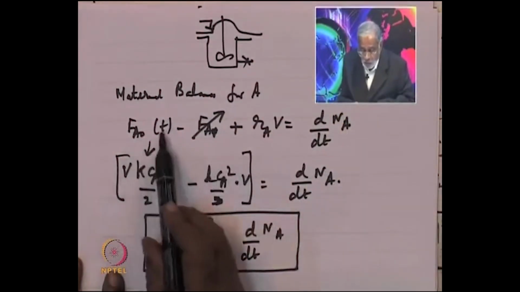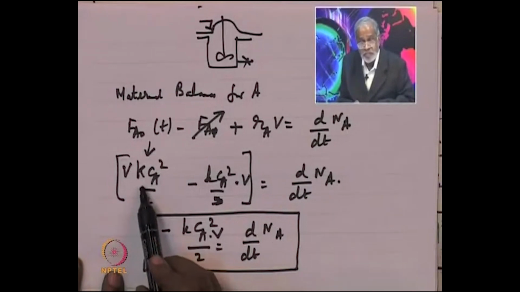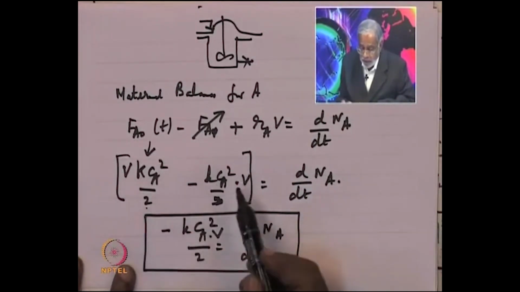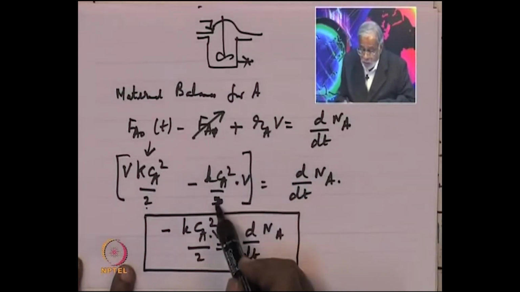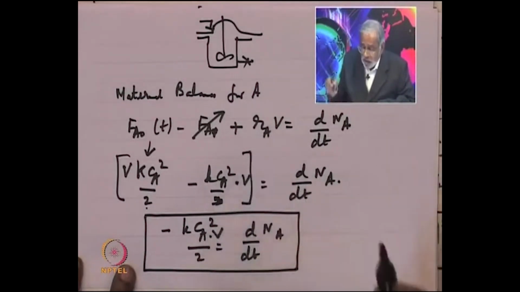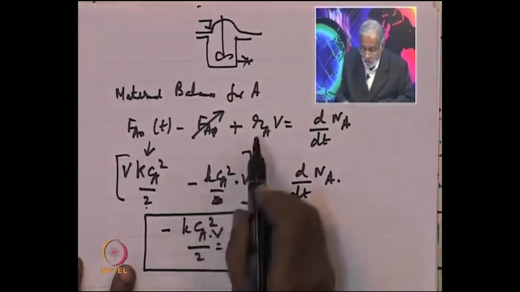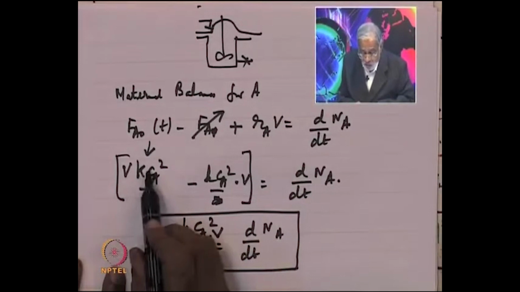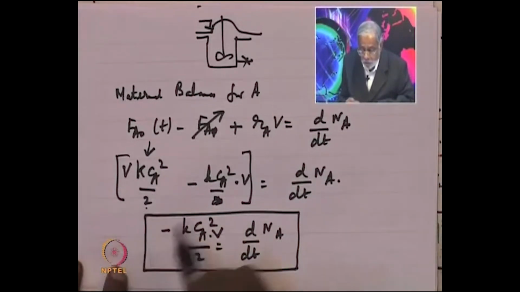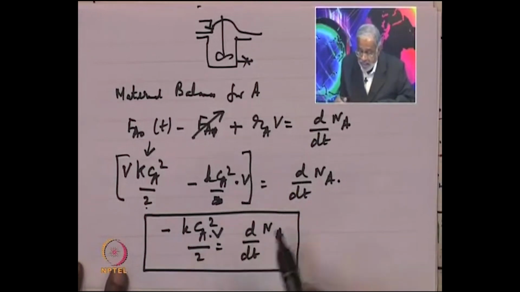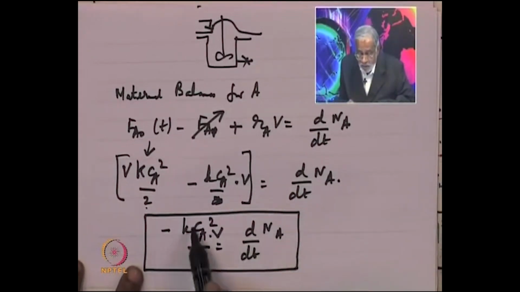So, input Fa0 of t is already shown in the previous description as V times k Ca squared by 2, okay, and Ra is what? k Ca squared. This we also know, because Ra is given as k Ca squared in the problem statement, with a minus sign. So, we have Fa0 of t, which is V times k Ca squared by 2, and Ra is minus of k Ca squared by 2 times V. So, that we get d by dt of Na is minus of k Ca squared by 2 multiplied by V.